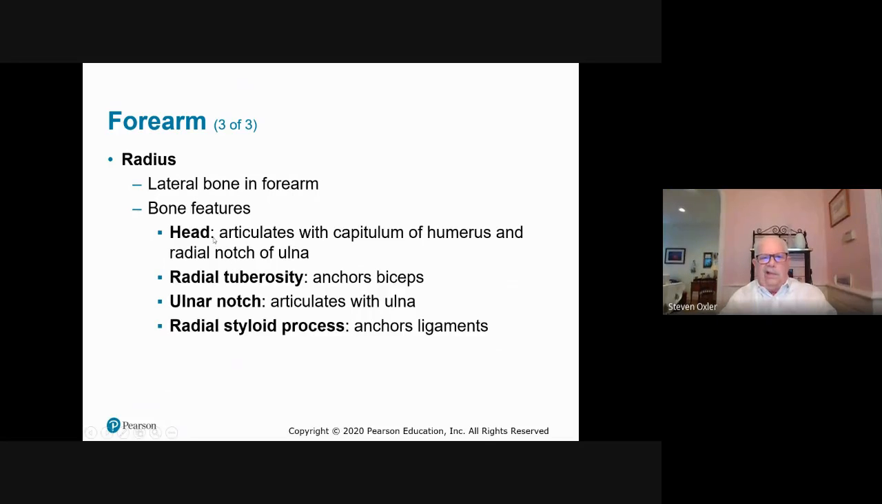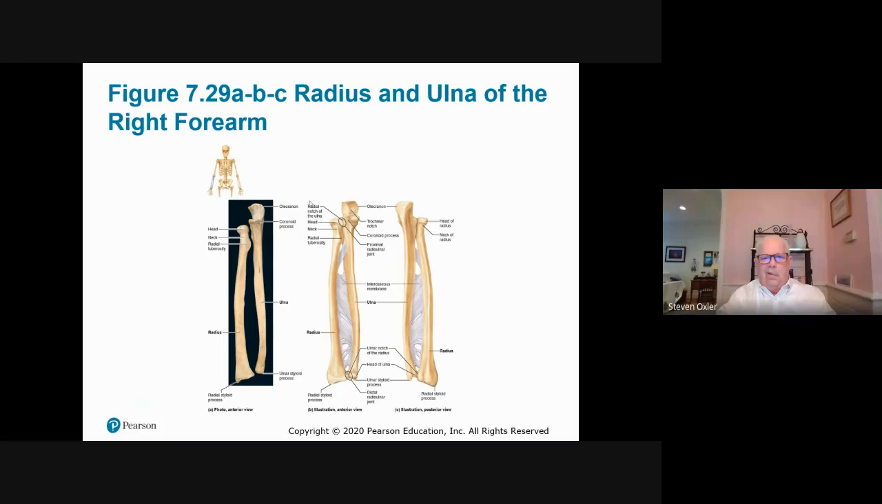The radius. The radius is the lateral bone of the forearm. And basically, that's all I want you to know about the radius, especially at the elbow. Okay? Here's the interosseous membrane. Here is the olecranon, part of the ulna. So know those words.